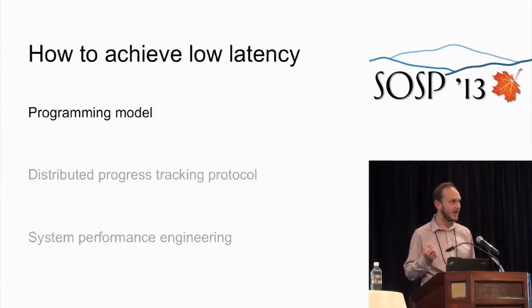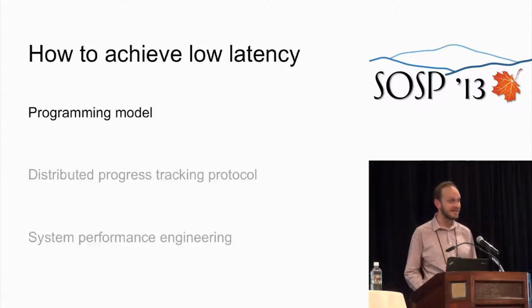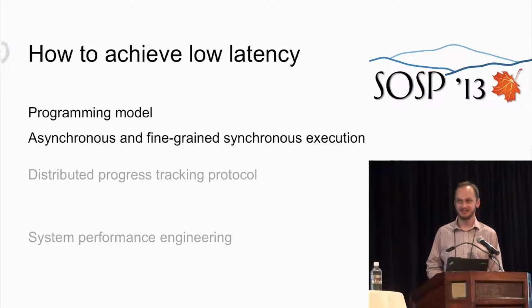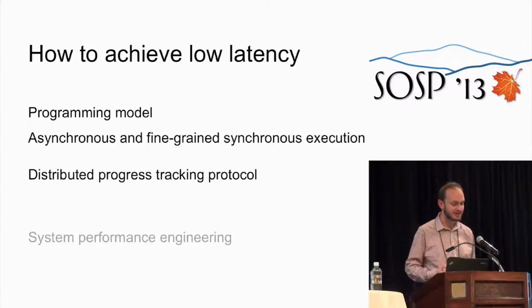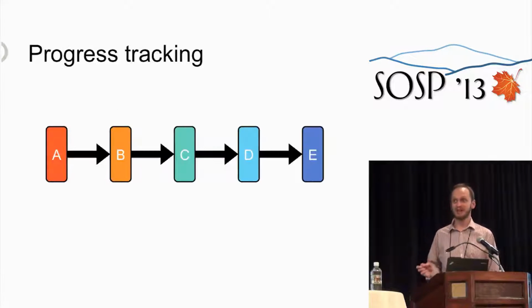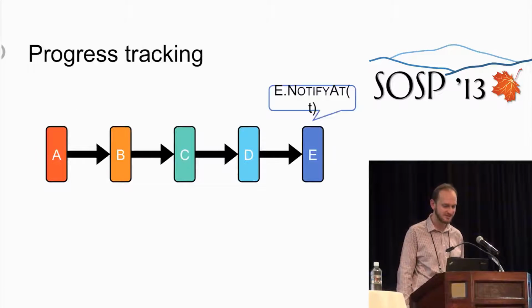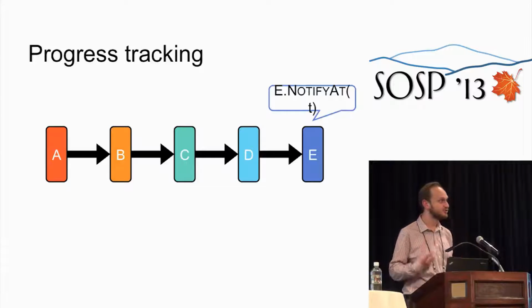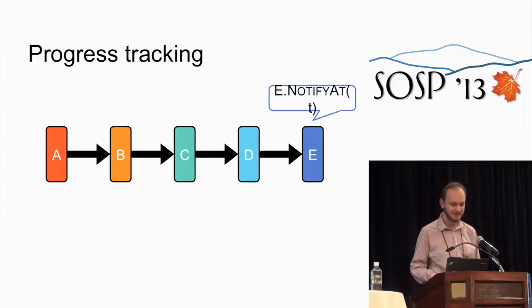So timely dataflow helps us to achieve low latency by letting you write programs that can combine asynchronous and fine-grained synchronous execution. Next up is the distributed progress tracking protocol, which is how we actually run timely dataflow programs and make sure they give correct results. So what's progress tracking all about? Well, remember just a couple of minutes ago I told you about notifications. Progress tracking is what ensures that these notifications get delivered at the correct time and in a prompt manner.